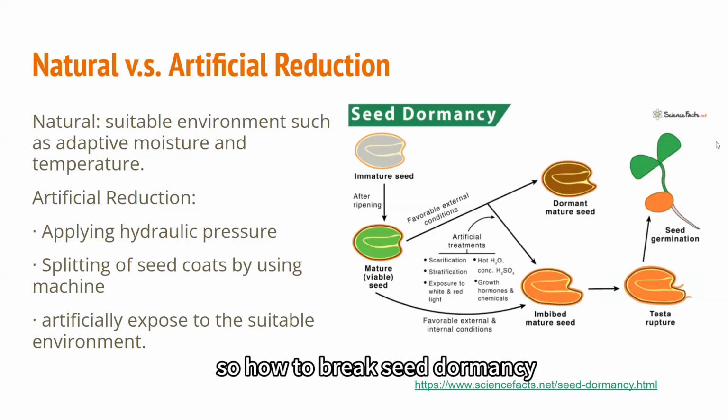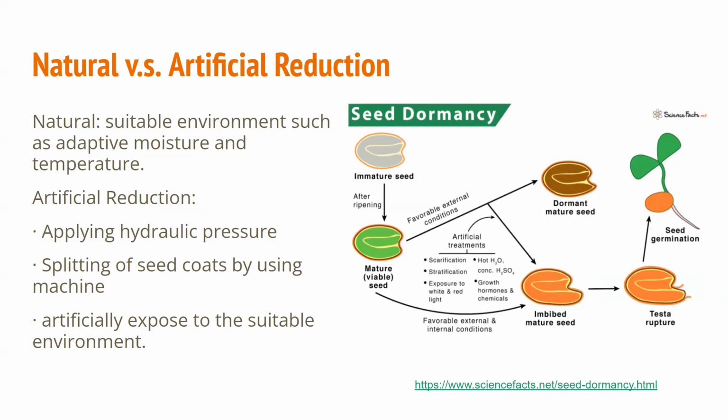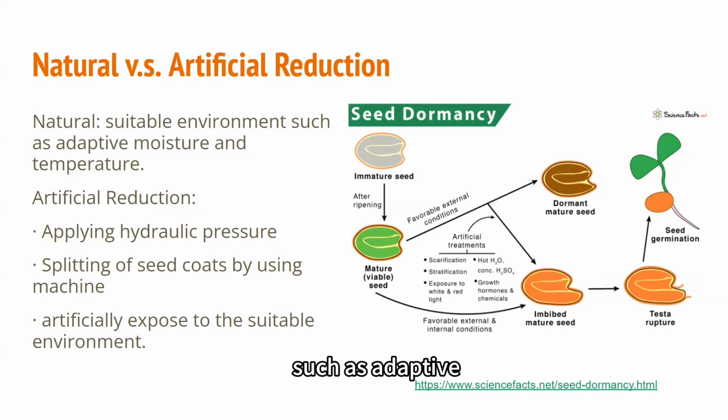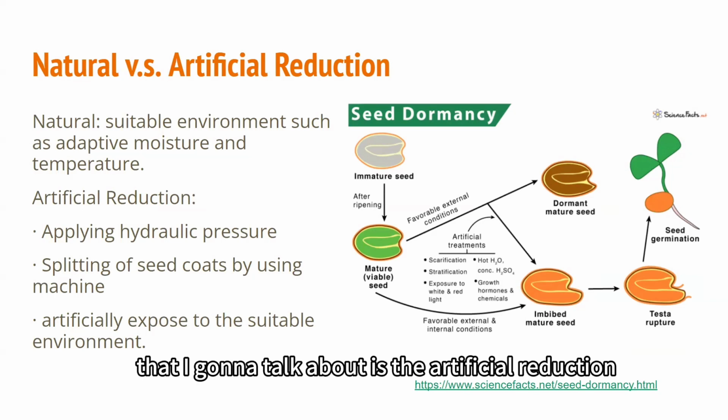So how do we break seed dormancy? It divides into two ways. First is the natural reduction. Second is the artificial reduction. For natural reduction, the dormancy stops when the embryo has a suitable environment, such as adequate moisture and temperature. But what is important that I'm going to talk about is the artificial reduction.